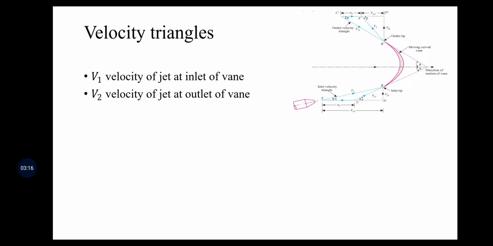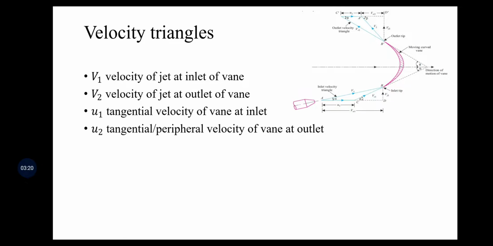The next parameters we assume are U1 and U2. U1 and U2 are the tangential or peripheral velocities. U1 is the tangential or linear velocity of the vane at the inlet tip, towards the right hand side. So along this direction is U1, and along this direction at the outlet tip, towards the right hand side, is U2.